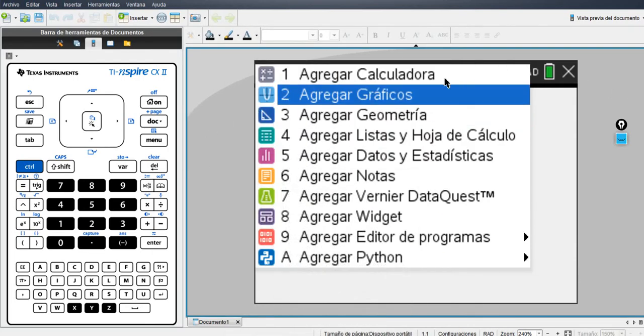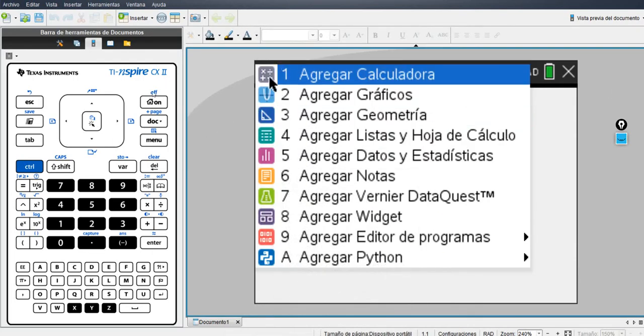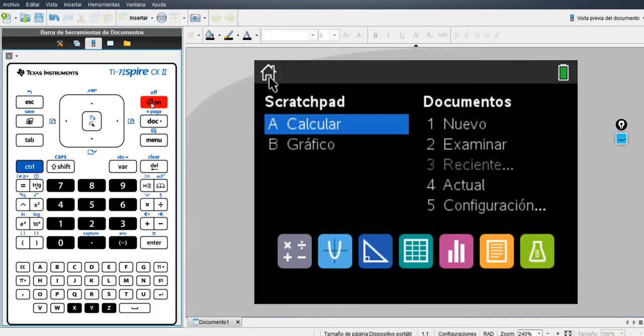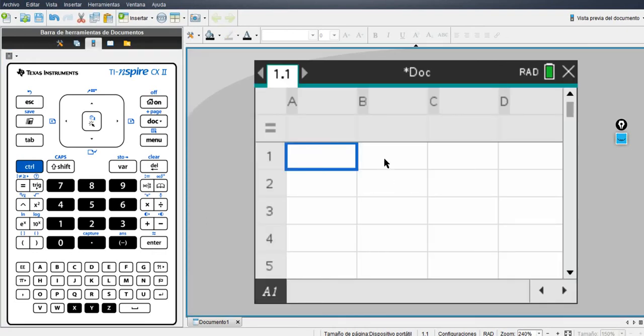How do we start? We start in the following way. We go home, we click on this spreadsheet, and something very similar to Excel is going to appear, right? This is what is known as a spreadsheet.